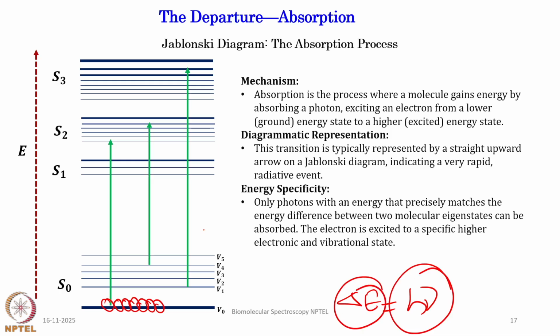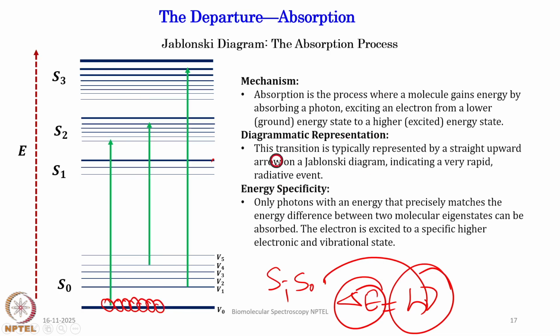So, if S1 minus S0 is matching with h nu, they will go to the first excited state, otherwise the second excited state or third excited state. So, that is the diagram representation we can have: the transition is typically represented by a straight line upward, and when absorption happens the particle from the ground state goes to an excited state, either S1, S2, S3 or S4. So, this is the Jablonski diagram representation, which indicates that it is a very rapid radiative movement. As soon as they absorb the light, the electron goes up.